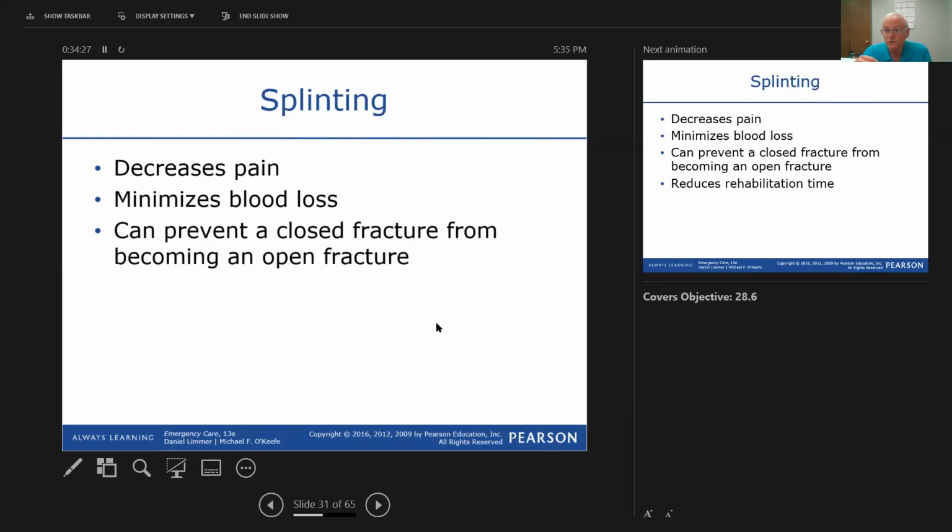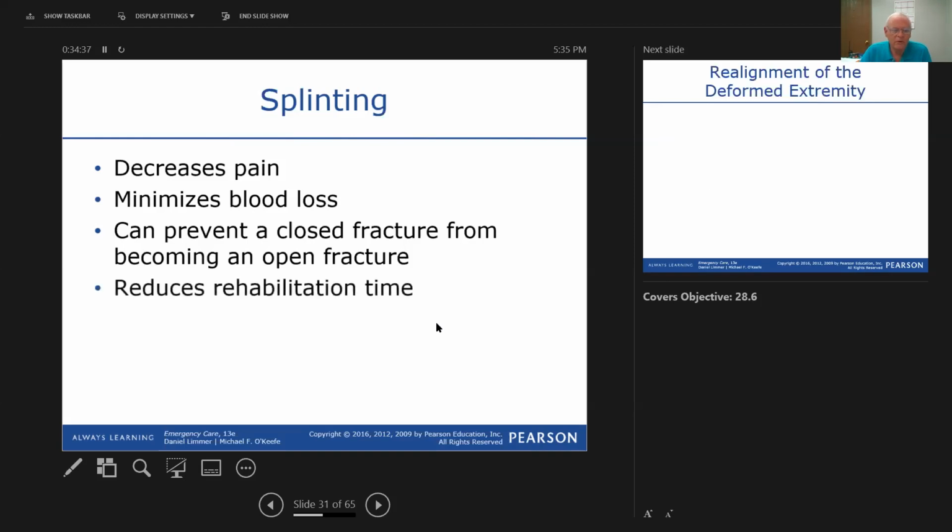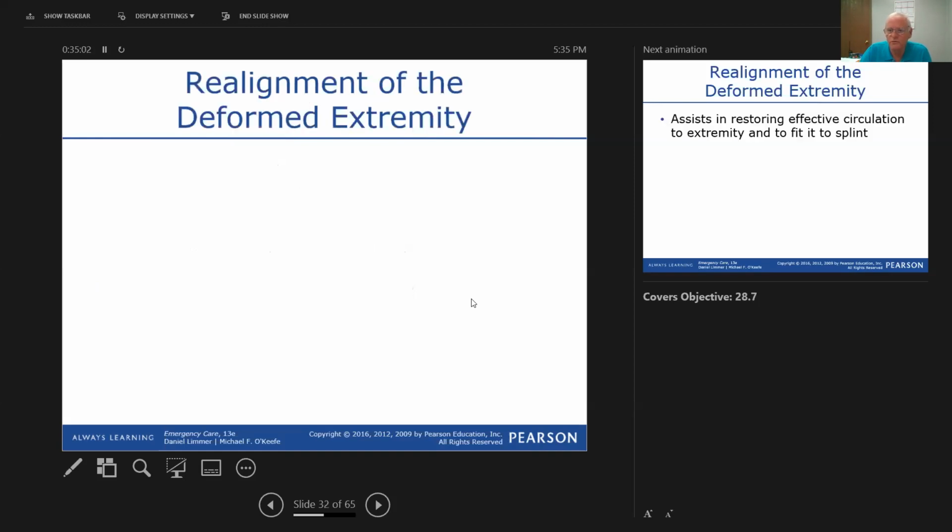But again, we don't want to splint someone to death. If they're dying because they're bleeding in their chest, I don't care about their arms and legs right now. We'll fix those later. And by keeping everything still and not causing any further damage to the soft tissues and all those other things, you can actually reduce rehabilitation time. If they're allowed to flop around, more damage is going to be there. You could break some more stuff. You may add infection if the bone comes out through the skin, and that's going to really hurt your ability to recover from this injury.